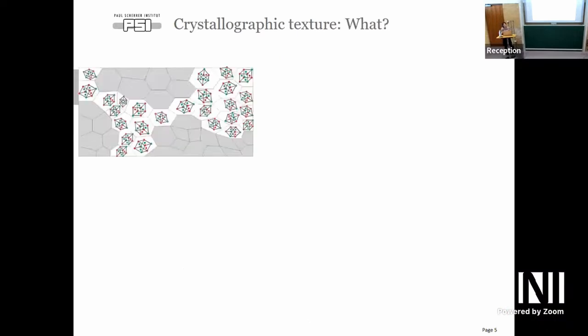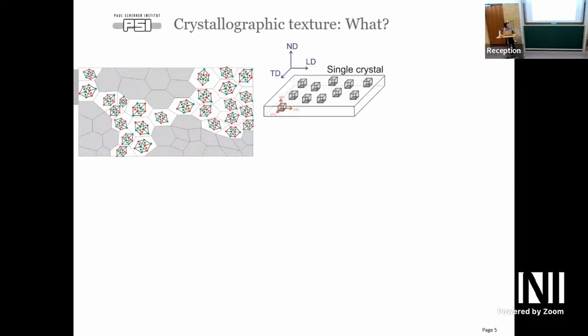So what is crystallographic texture? From the material science point of view, we have a polycrystalline material, which can be formed of one or two phases, and it has a particular crystallographic structure, let's say. And if all these crystals or all these unit cells are aligned in the same orientation, we say that we have a single crystal. In the other extreme, if they have completely random orientation, we say that we have a powder or a random material.